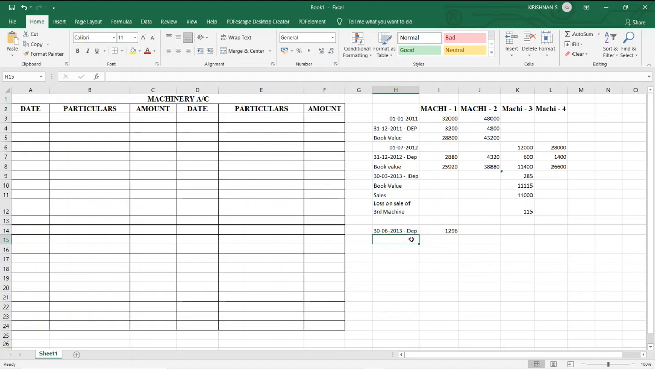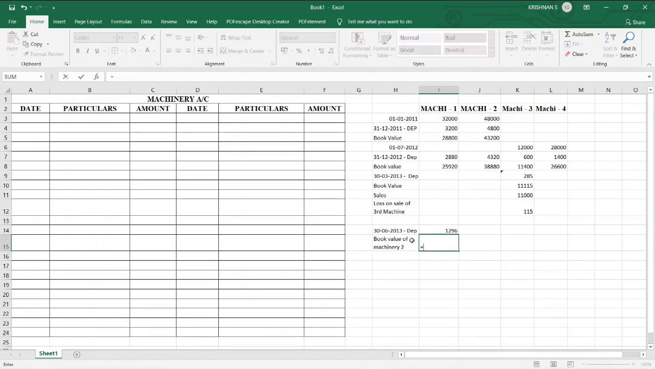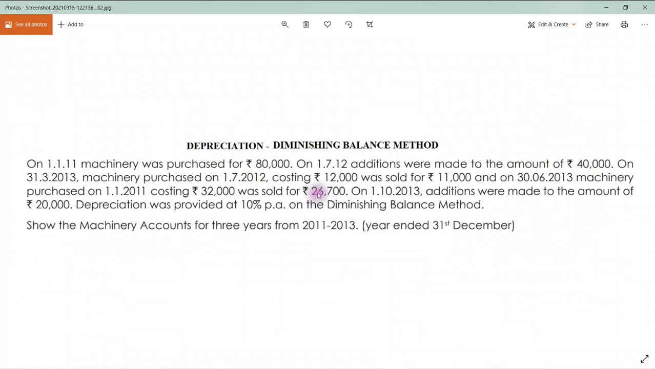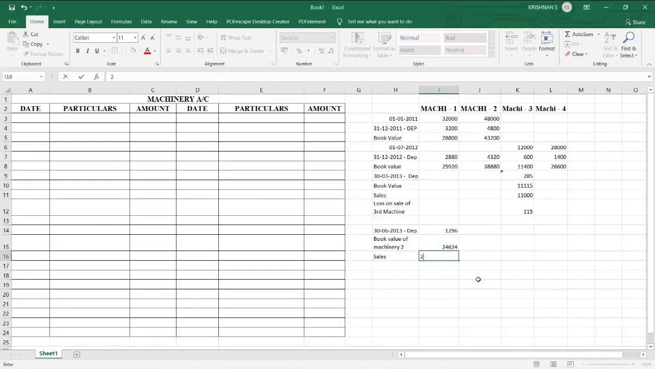Here we need to calculate the book value of machinery 2, equal to 25,920 minus 1,296. So now we get a book value of rupees 24,624. Then the sales value is rupees 26,700.